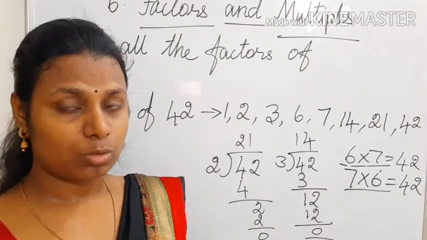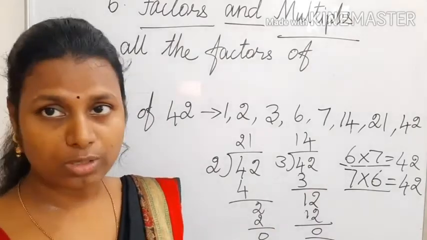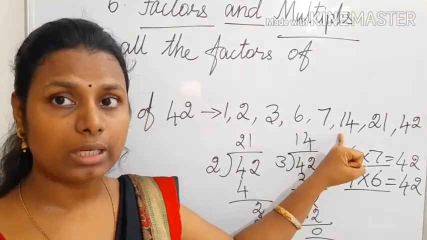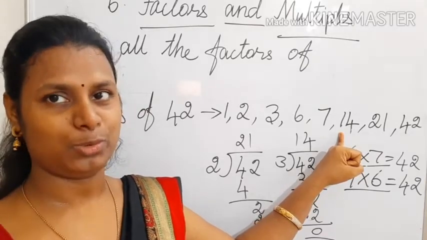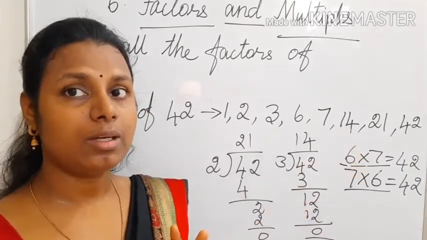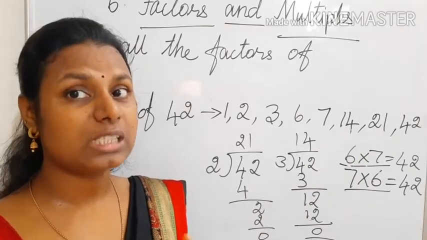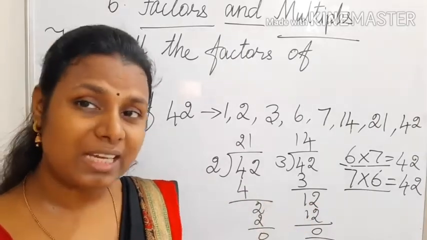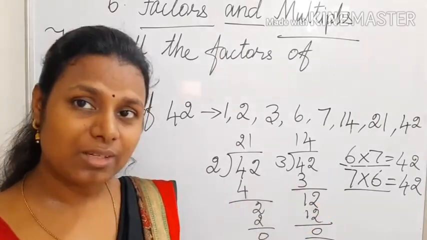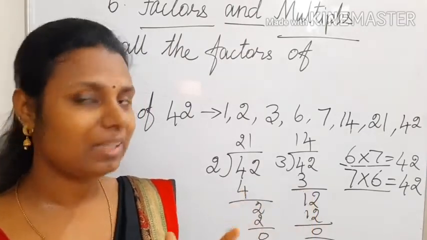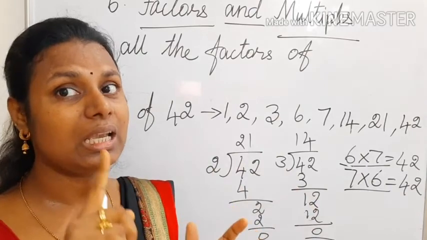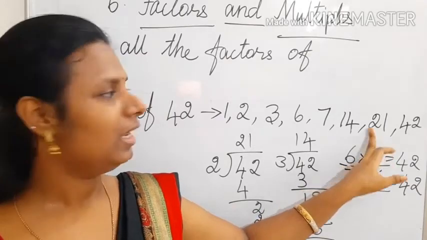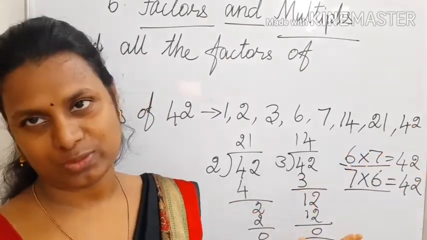Table of 11, 11 fours are 44, 42 will not come. In the table of 12 also, 42 will not come. In the table of 13, 42 doesn't come. In the table of 14, 14 threes are 42. In the tables of 15, 16, 17, 18 and 19, 42 doesn't come. In the table of 20, no. Table of 21, 21 twos are 42. In the table of 42, 42 ones are 42.